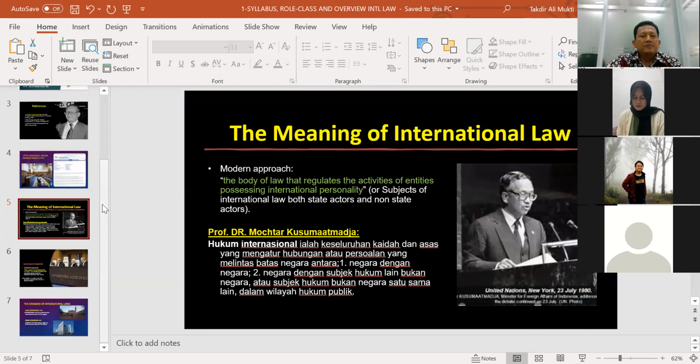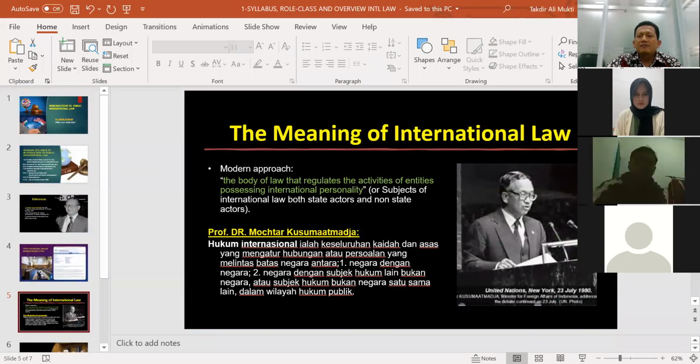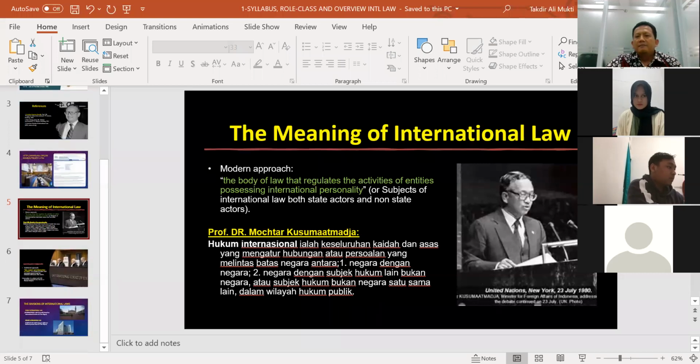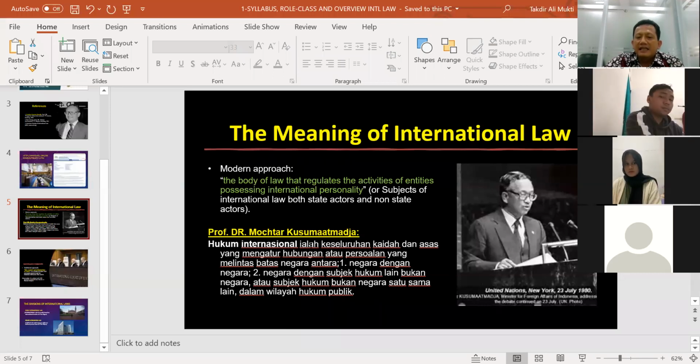So before we discuss more and more about international law, what is really the meaning of international law? Based on Professor Muhtar Kusuma Atmaja, international law or hukum internasional is keseluruhan kaidah and asas yang mengatur hubungan atau persoalan yang melintas batas negara. So, all of the regulation and principle that regulate the relation and issues, conflicts, that cross the border.